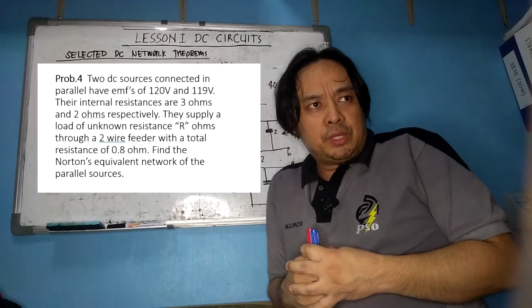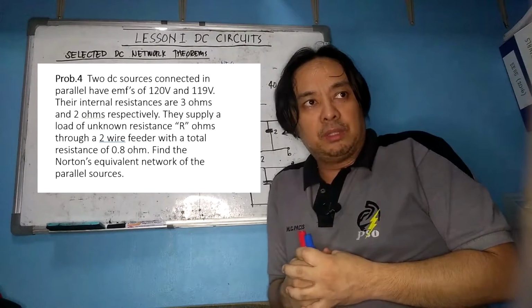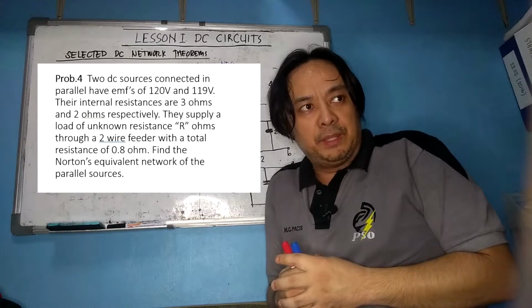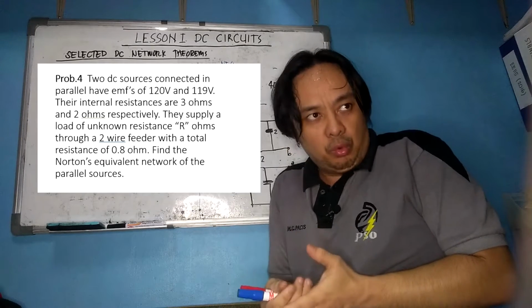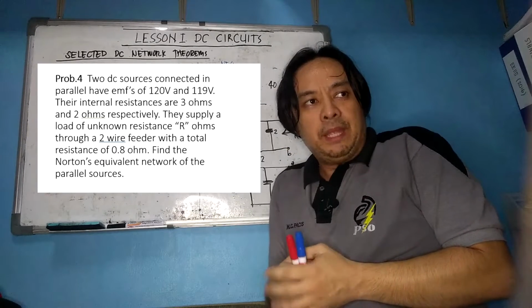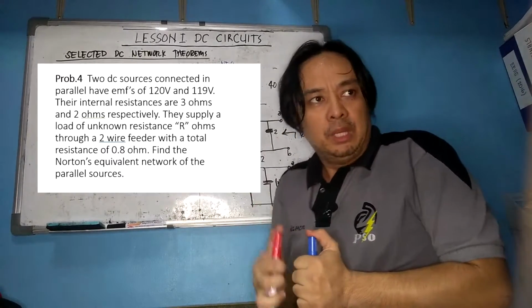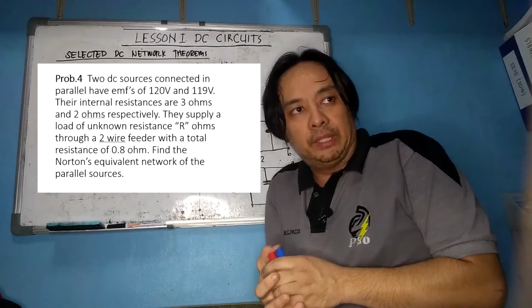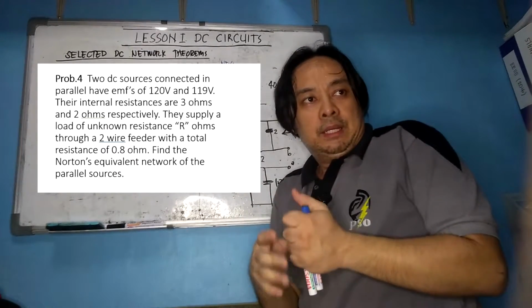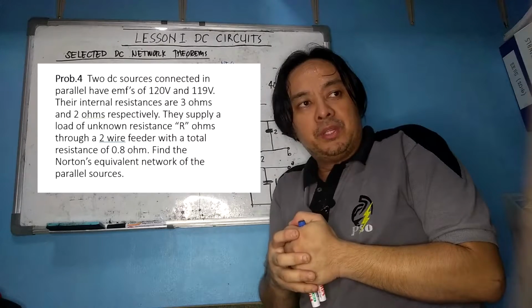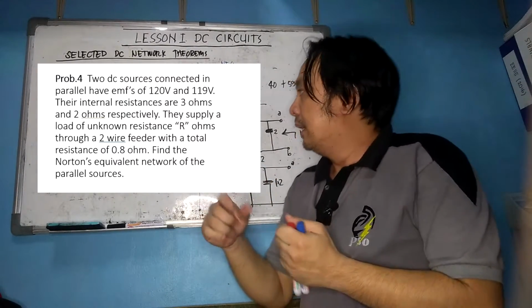Two DC sources connected in parallel, having 120 volts and 119 volts respectively. Their internal resistances are 3 ohms and 2 ohms. So they supply a load with an unknown resistance R, which is this one, through a total feeder resistance of 0.8 ohms. We need to find the Norton equivalent circuit, or NEC, of the parallel sources only.